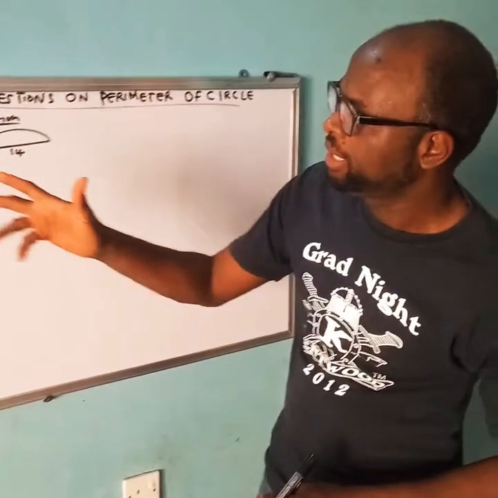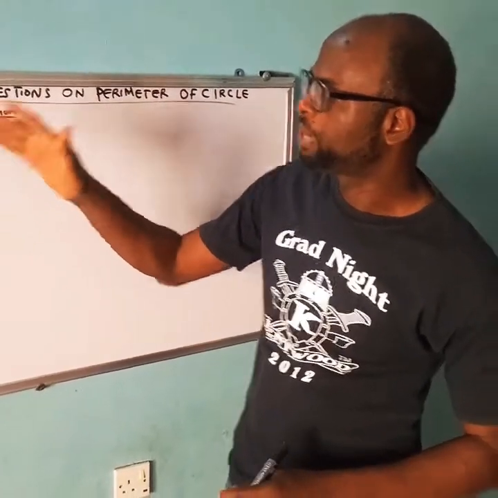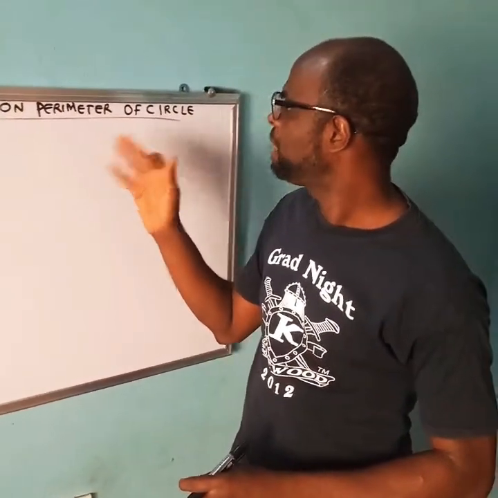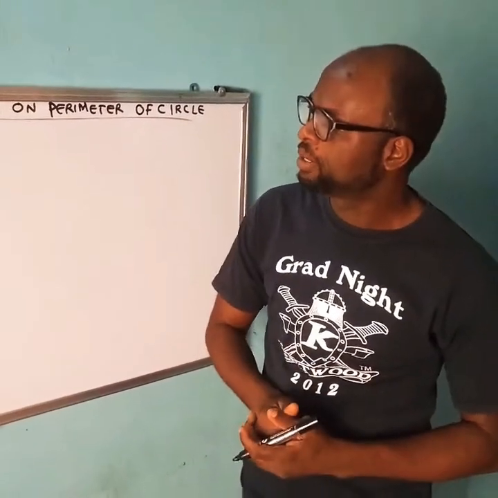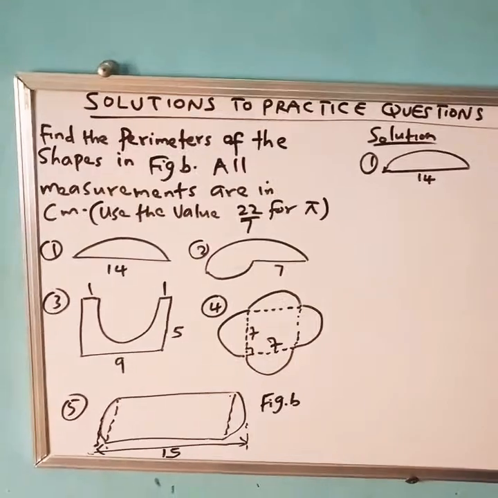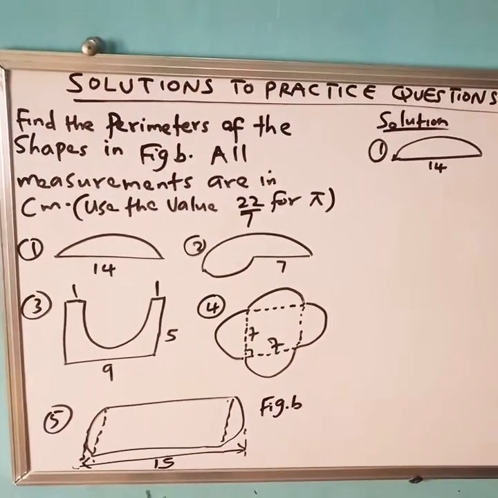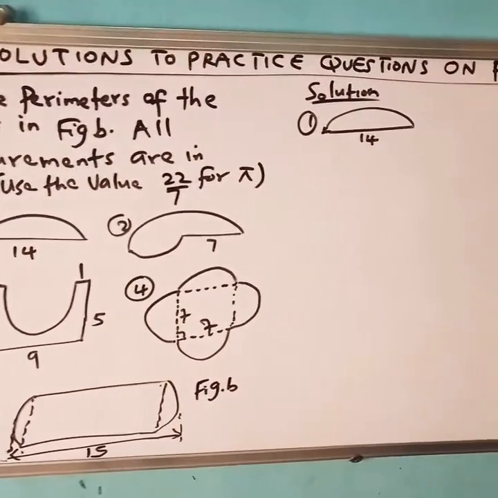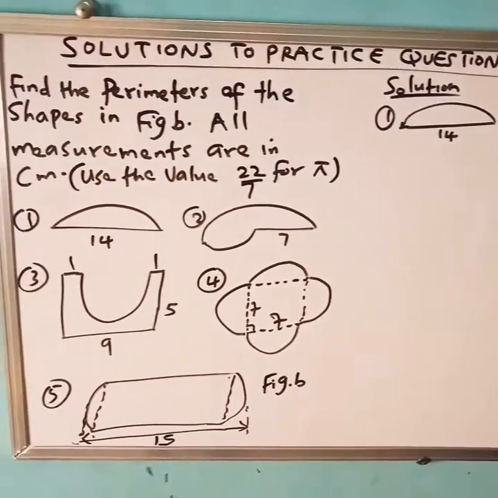Now today, we just want to look at the solutions to practice questions on perimeter of circle that we had in the last previous video. Find the perimeters of the shapes in figure B. All measurements are in centimeters. Use the value of 22/7 for pi.